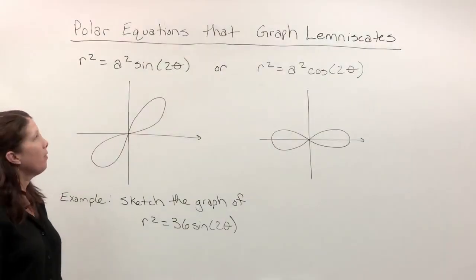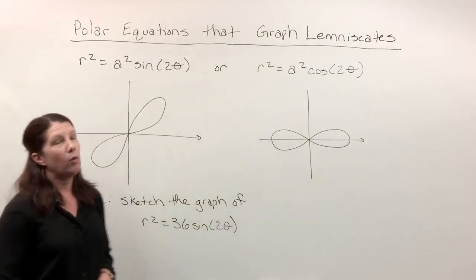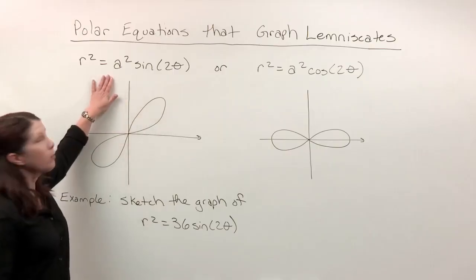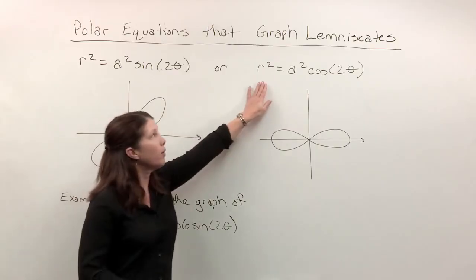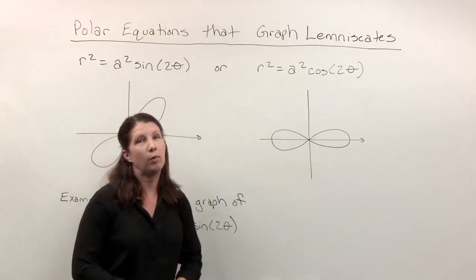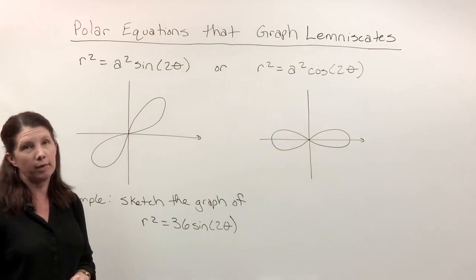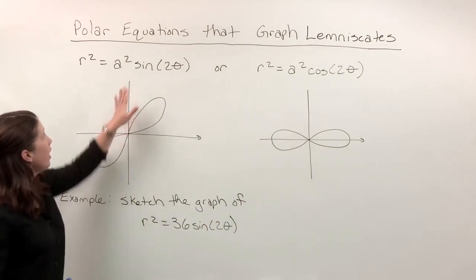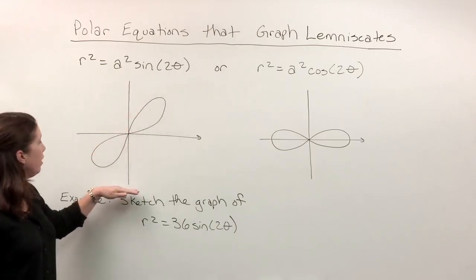The final type of graph that we're going to look at is the graph of a lemniscate. The equations will be in the form r squared equals a squared times sine 2 theta, or r squared equals a squared cosine 2 theta. So you can see that the equations are easy to differentiate from the other ones we've seen today because they look quite different.